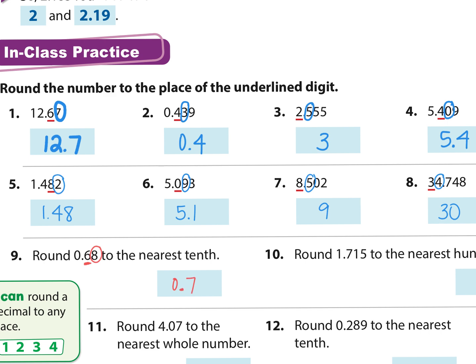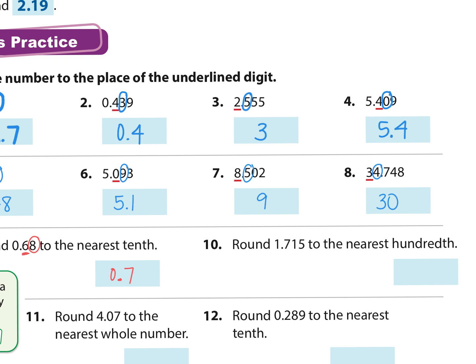Okay, and then number 10, I'm rounding 1 and 715 thousandths to the nearest hundredth. Hundredth. It's this 1. So the 5 is my judge.